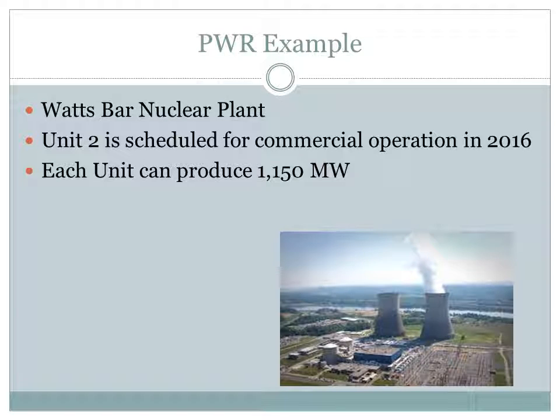Watts Bar Nuclear Plant is an example of a pressurized water reactor. Unit 1 came online in 1996, with Unit 2 scheduled for commercial operation in 2016. Each unit is capable of producing 1150 megawatts.